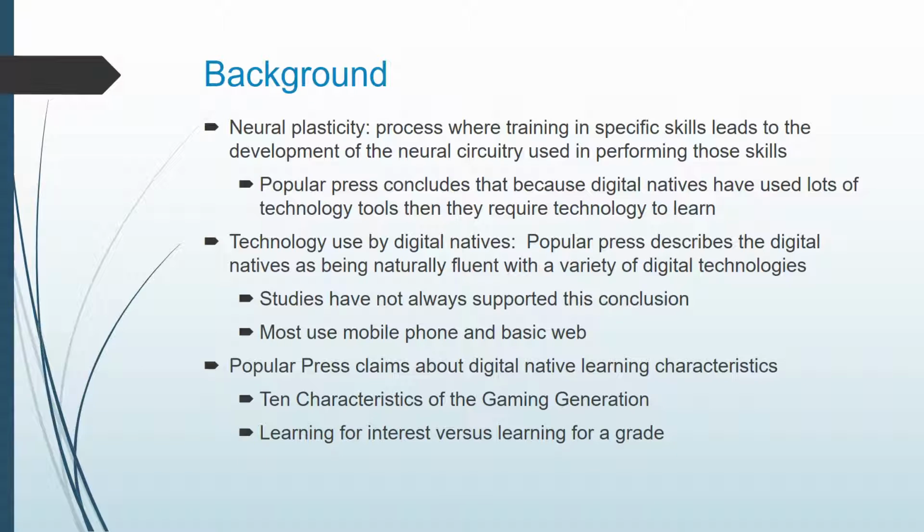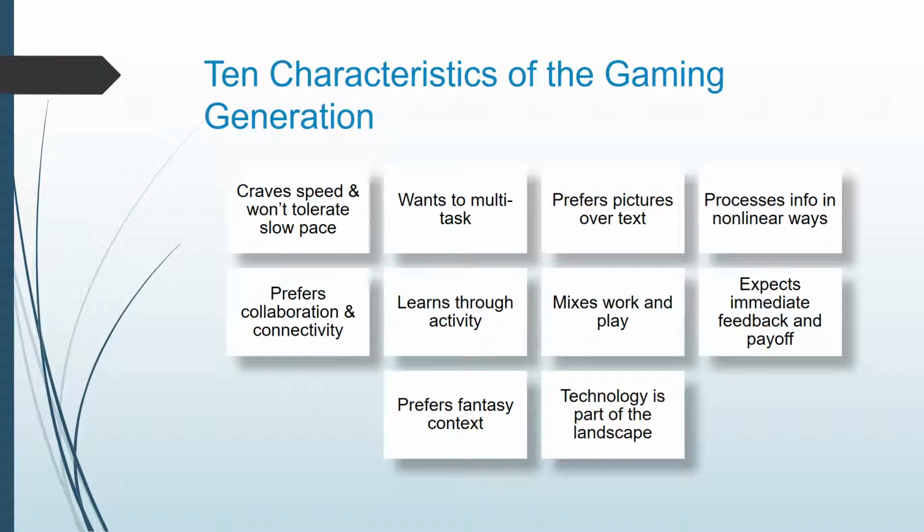One of the things I thought was really interesting was the list of characteristics. They crave speed. They won't tolerate a slow pace. They want to multitask. They prefer pictures over text. They process information in nonlinear ways, so the way that you and I learned won't work anymore. They prefer collaboration and connectivity, learn through activity, mix work and play, and expect immediate feedback and payoff. They prefer fantasy context, and technology is part of their landscape. And so that's what this study was really designed to look at: is all this stuff applicable?